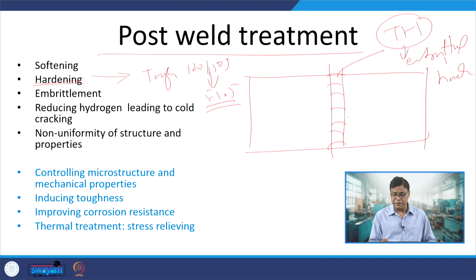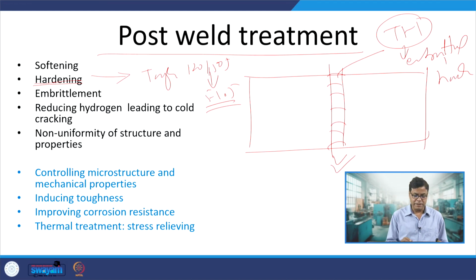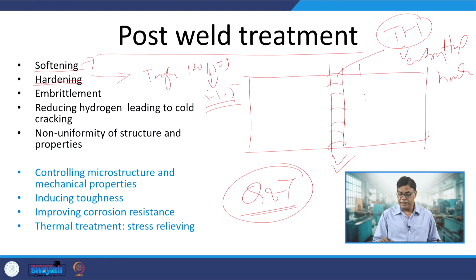Hardening and embrittlement of the weld metal and the heat affected zone very adversely affects the weld joint performance. If we talk of another aspect, softening: Q&T steels, when subjected to welding, the heat affected zone experiences over tempering.